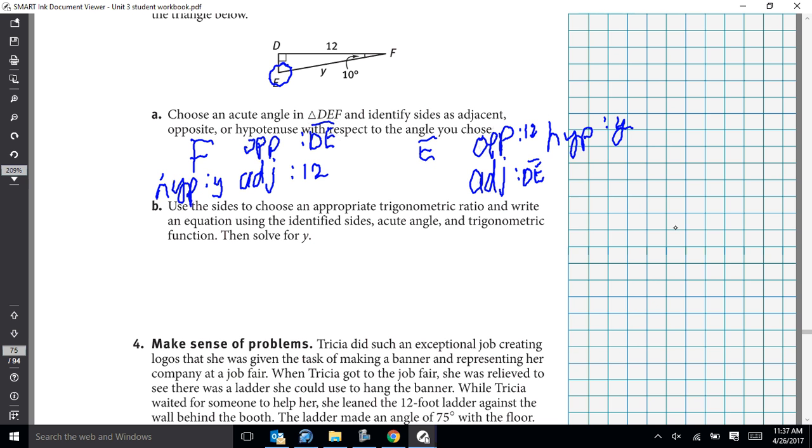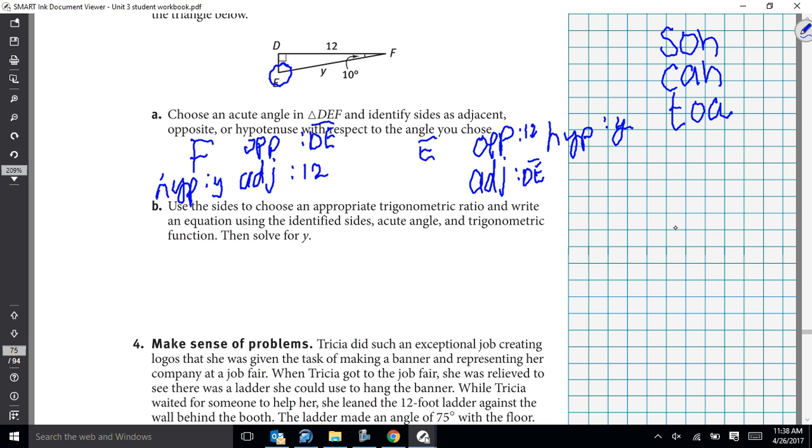All right, so now we're going to solve for y. So we have a decision to make. We're looking for the hypotenuse. So which of our SOHCAHTOA ones use hypotenuse? All of them. All right, so sine or cosine, right? Both of those use it. So we need to decide, are we going to use opposite or adjacent? That will determine which angle we're looking at.